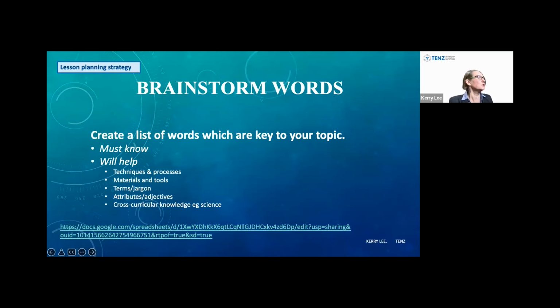Okay, so what we're going to do now is brainstorm a list of words. And this is something that you'll always do before you start a topic. So you're going to think about the words that the students must know and the words that are going to help them. So this is going to be techniques and processes, materials and tools, terms and jargon, attributes and adjectives, and cross-curricular knowledge.